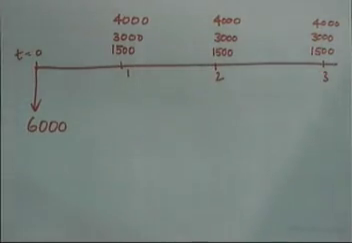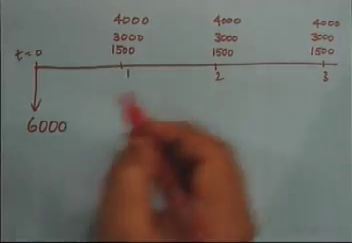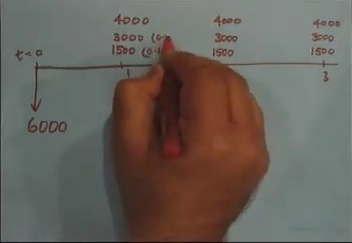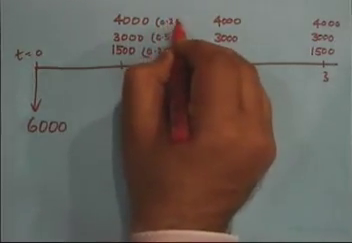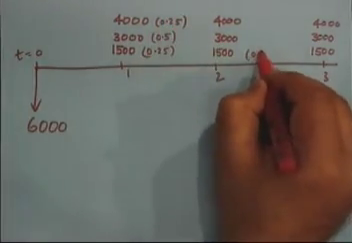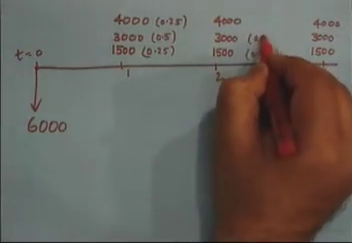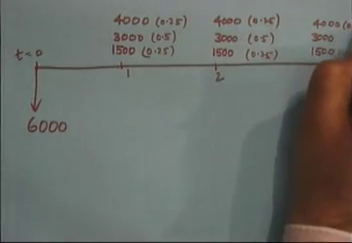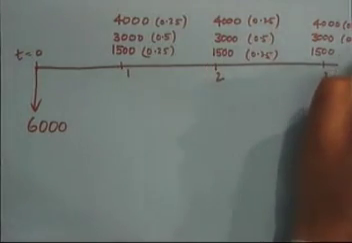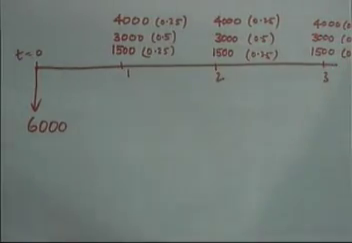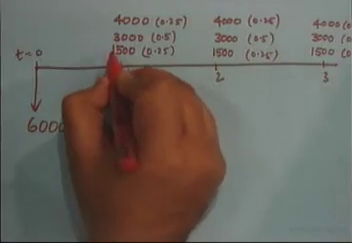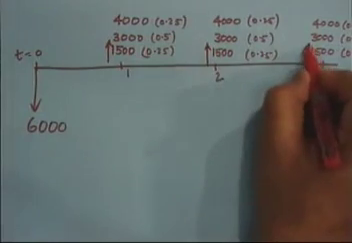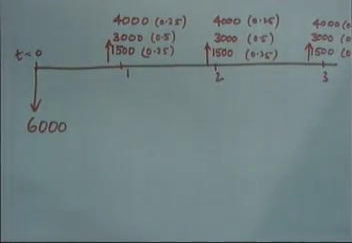Now the associated probability values are also given. It is 0.25, 0.5 and 0.25. Similarly, here also it is 0.25, 0.5 and 0.25. Here also it is 0.25, 0.5 and 0.25. So it is like this. If you want, you can have a diagram like this. Returns are shown on the plus side.